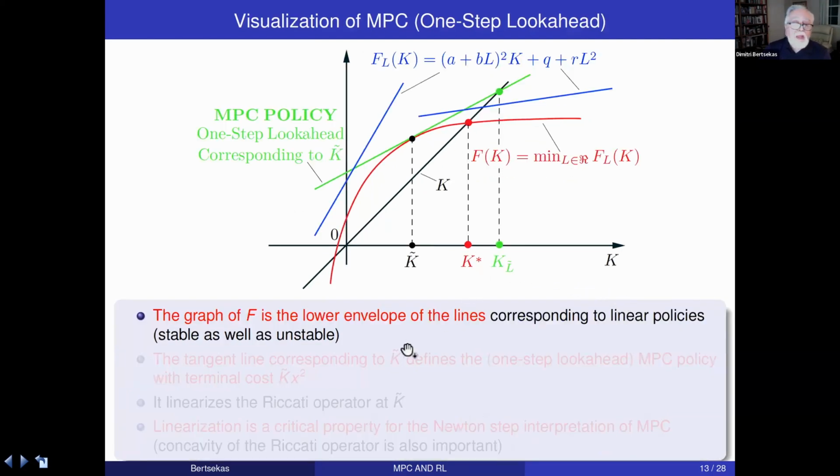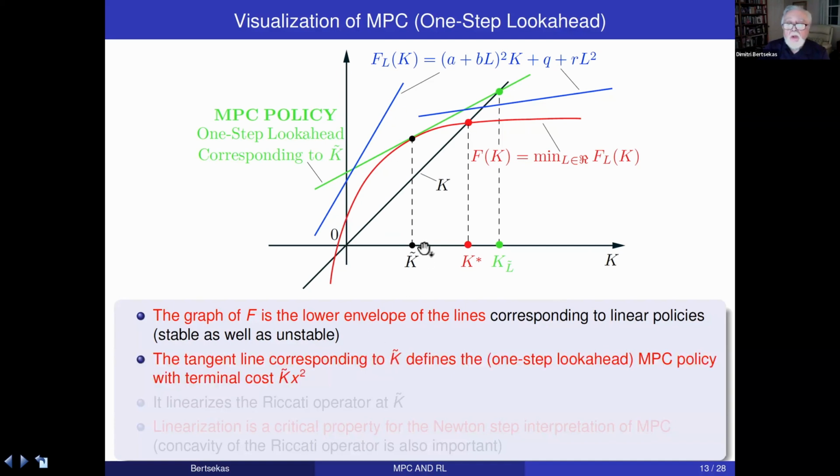The important fact is that the graph of the Riccati operator is the lower envelope of the policy lines, stable as well as unstable. We have all these lines that represent policies, and if you look at the lower envelope, we obtain this red curve. And the proof of this is very simple. F of K, you can calculate, is the minimum over L of these lines. And this is precisely what you do in MPC.